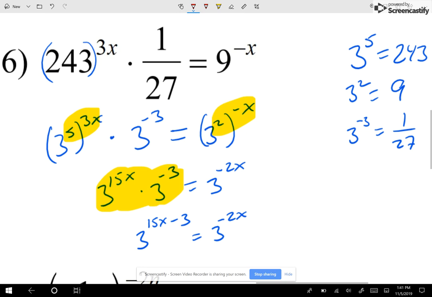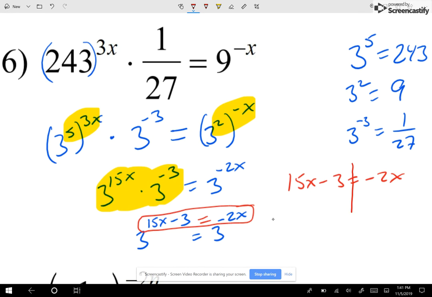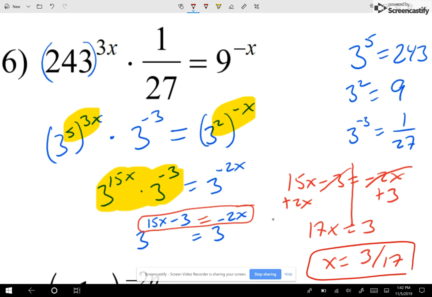Now I'm just going to let my exponents equal each other. 15x minus 3 equals negative 2x. I'm going to move my 2x as a plus 2x on the left. My minus 3, I'm going to move it as a plus 3 on the right. So I have that 17x is equal to 3. So x must be 3 over 17.